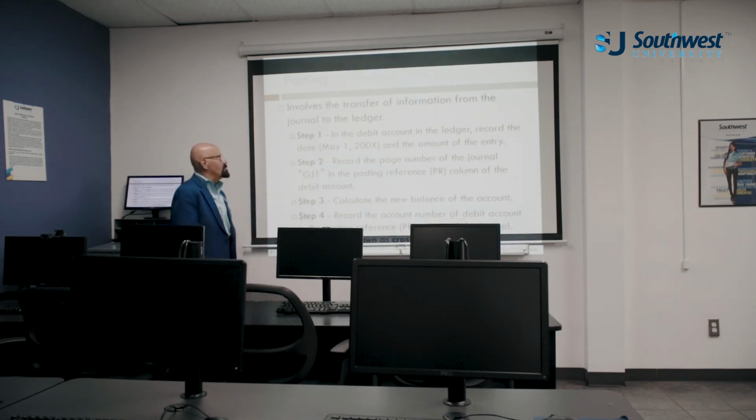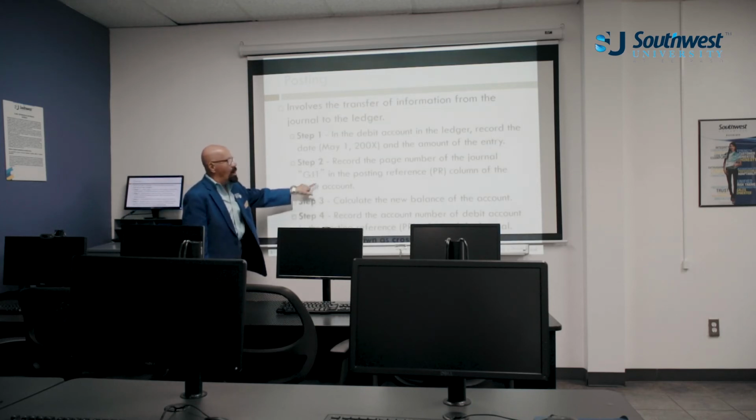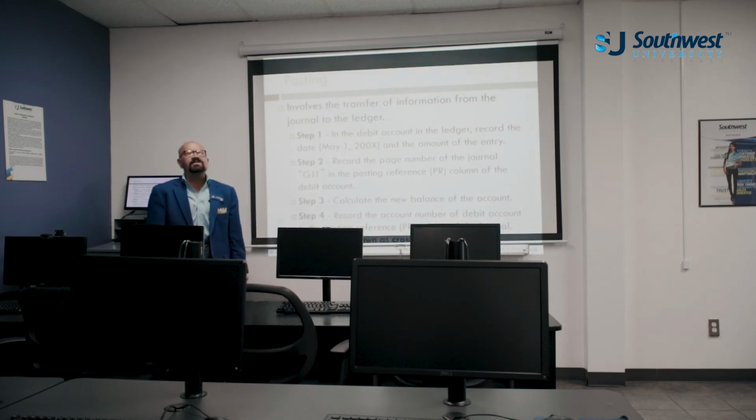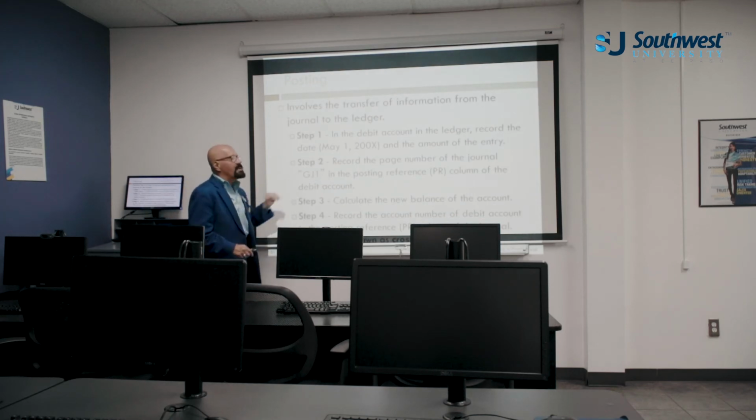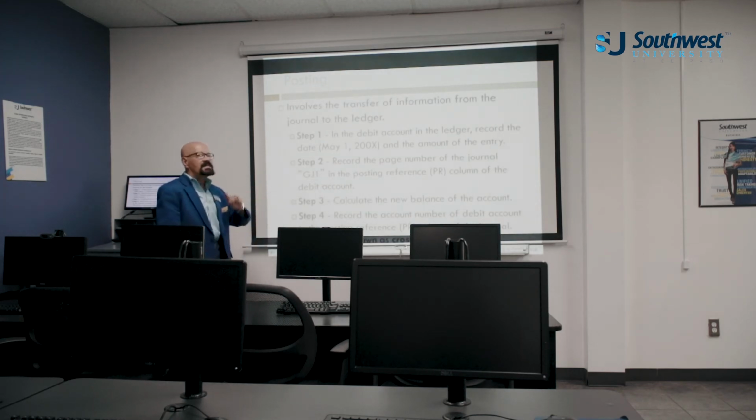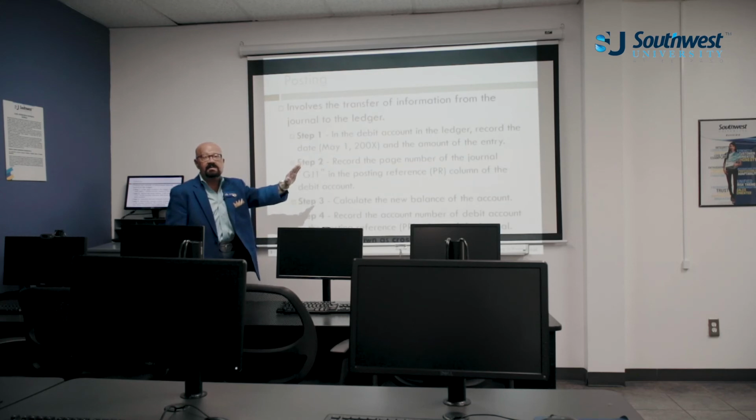Okay? Step 2, record the page number of the general journal in the posting reference column of the debit account. General Journal 1. Why? That's what we call creating an audit trail. So if somebody's looking at the ledger and they want to see the original journal post, they can go to General Journal page 1 and there it is.